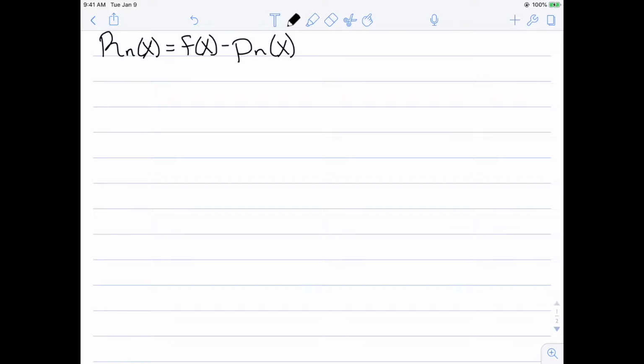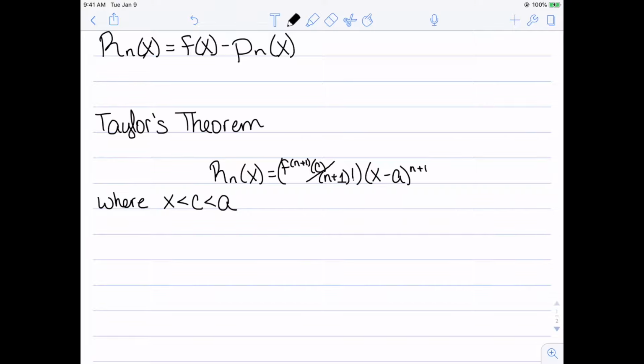And we can actually write this remainder term very nicely using something known as Taylor's theorem. Taylor's theorem assumes that we have a function with continuous derivatives up to the n plus first derivative on some open interval I containing our center a. Then the remainder is going to be Rn of x equals the n plus first derivative at c over n plus 1 factorial times x minus a to the n plus 1, where c is just some point between x and a. So it doesn't give us exactly what that value of c is. All we know is that it's somewhere between x and a.